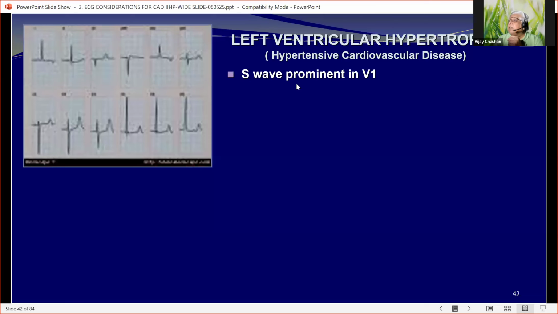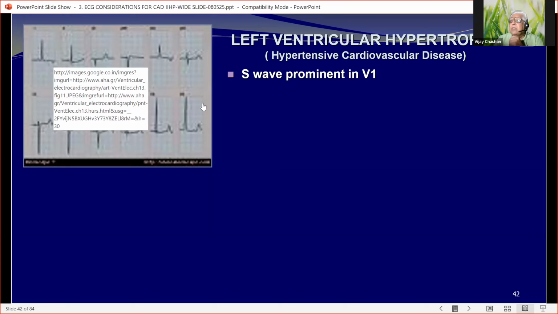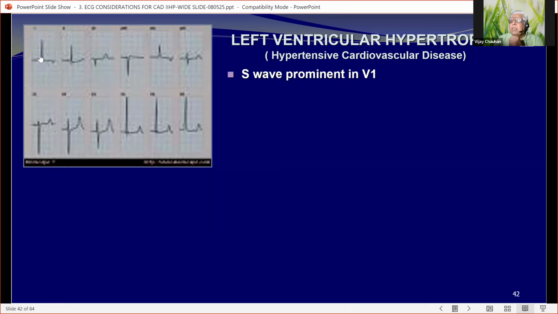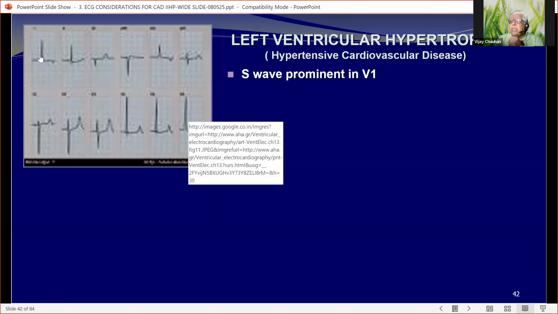Let us see the left ventricular hypertrophy. And here what we'll see, this is lead 1, lead 2, lead 3, AVR, AVL, AVF, V1, V2, V3, V4, V5, V6.